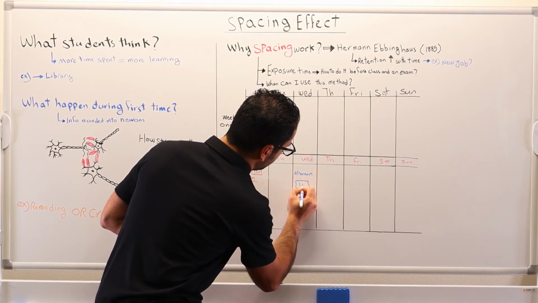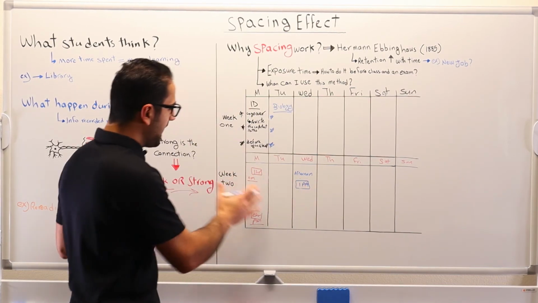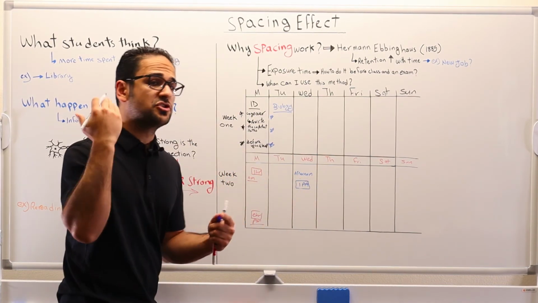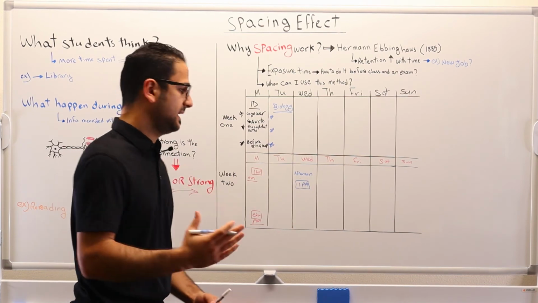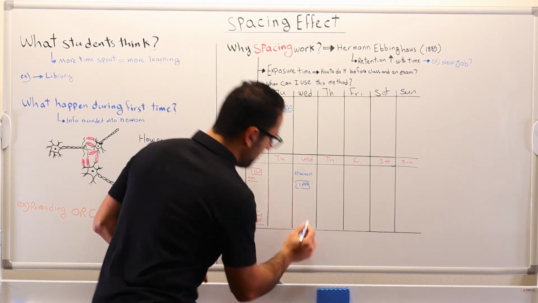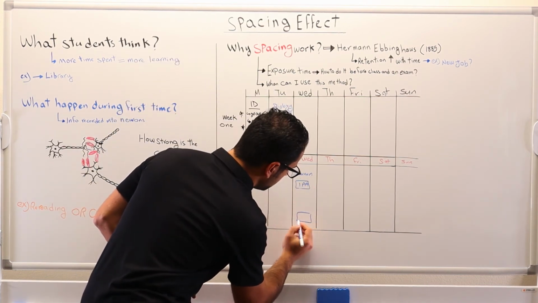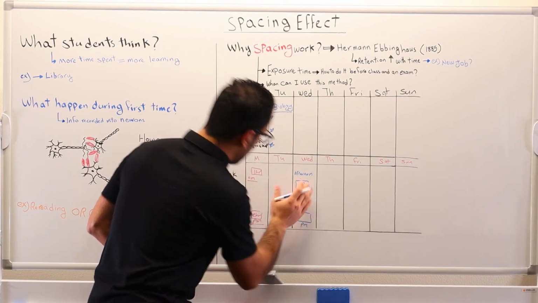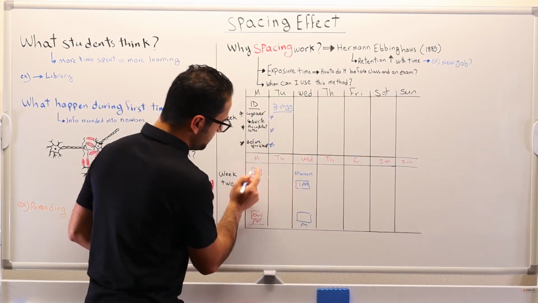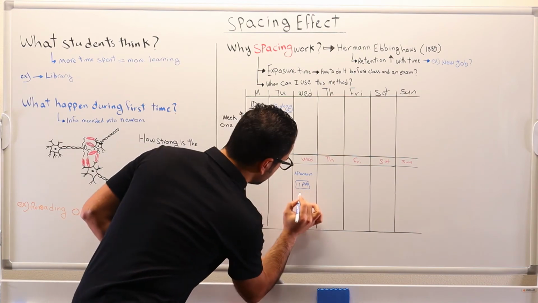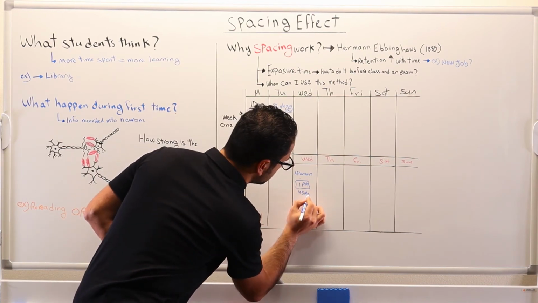Let's say 1 PM. You're going to come and review the same material. You're going to retrieve it. You're going to recall it again at 1 PM. And then you do the same thing at night. And between this time, let's say you spent 1 hour here, you're going to spend 45 minutes instead.